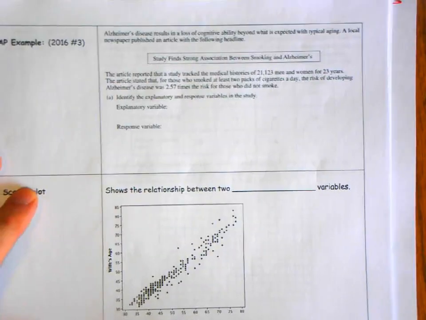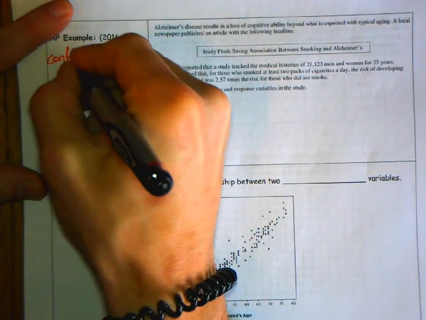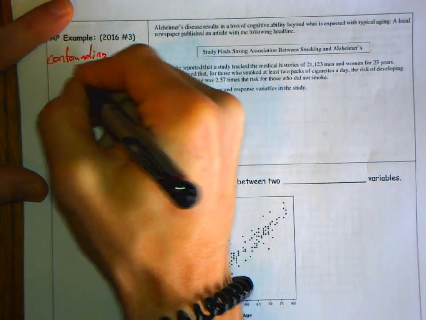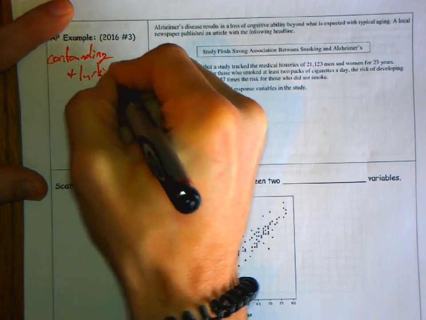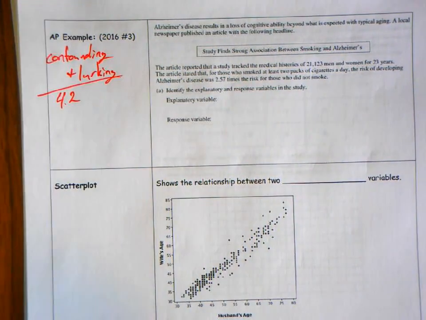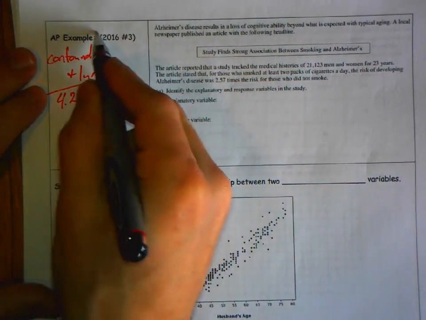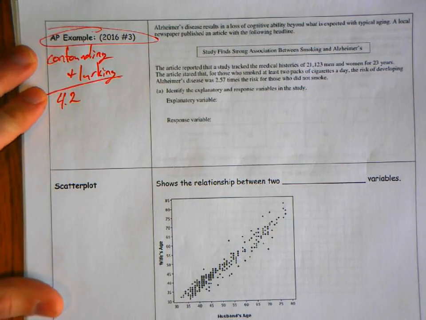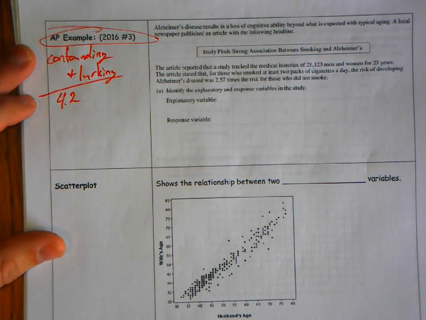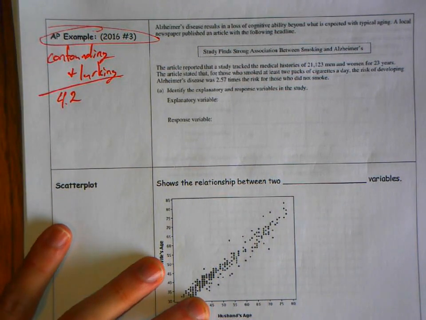You've seen this example before. This example at the top is our example that dealt with confounding and lurking. Take a look back at your 4.2 notes. You can find that we've done the parts B and C from this for confounding and lurking. And recall that since this is an AP example, we can always Google that along with the word scoring guidelines to find our answer.